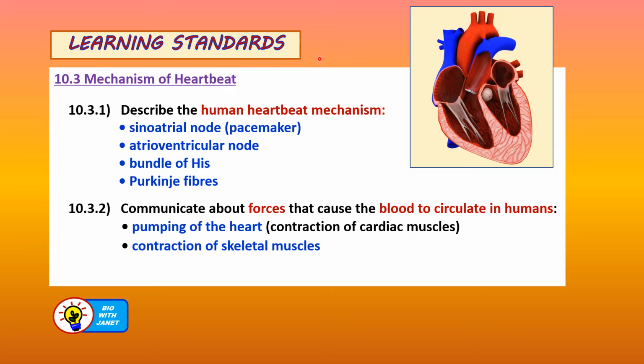The learning standards for today's lesson are as follows. 10.3 Mechanism of Heartbeat. Number 1, after this lesson, we should be able to describe the human heartbeat mechanism, which involves the sinoatrial node that's called the pacemaker, atrioventricular node, bundle of His and Purkinje fibres.